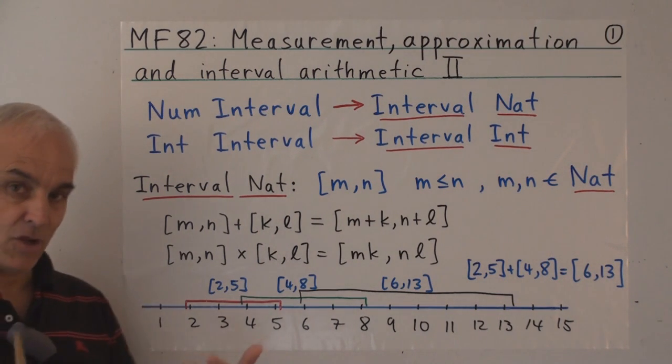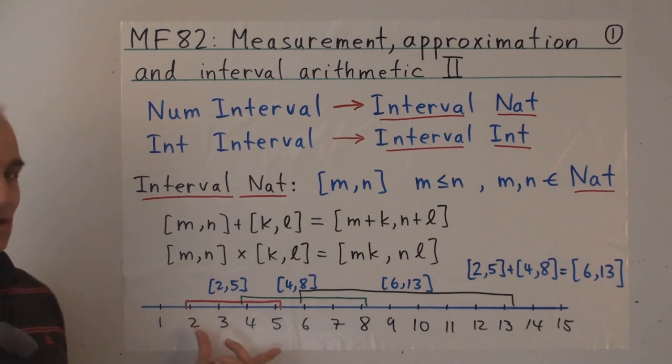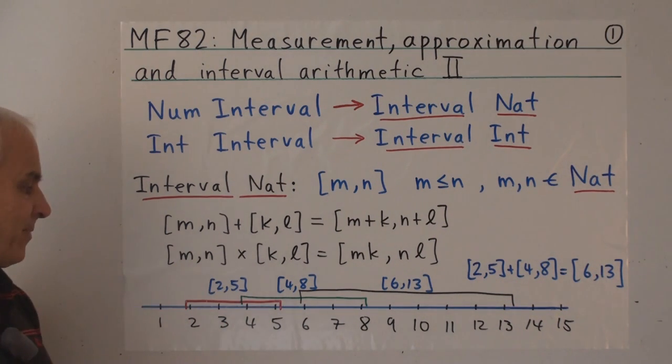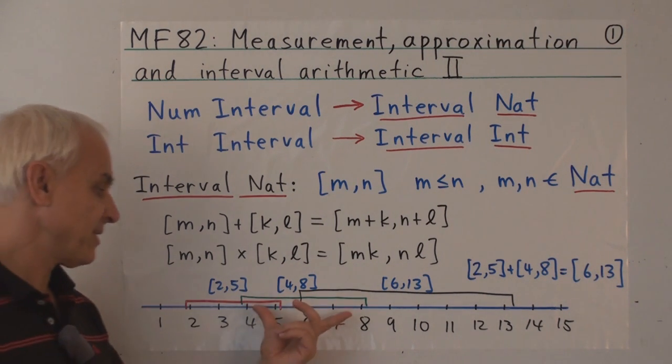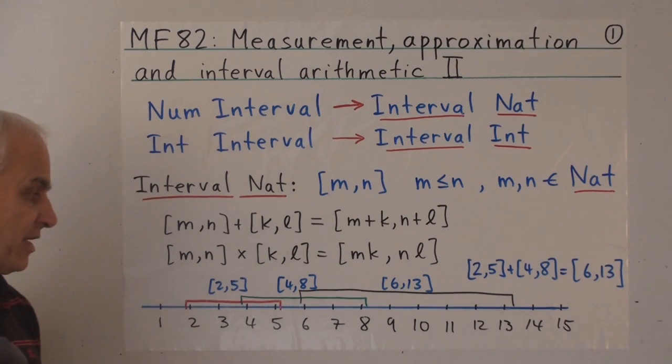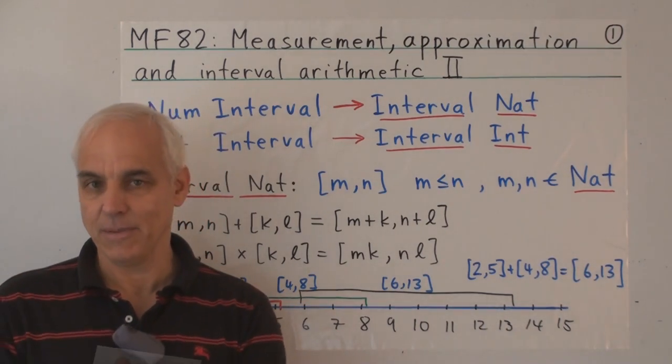So that's the meaning of addition, at least. It corresponds to a certain amount of uncertainty in addition. So we're adding some number which belongs to this interval to some number which belongs to this interval and asking what are the range of possible sums that we can obtain.